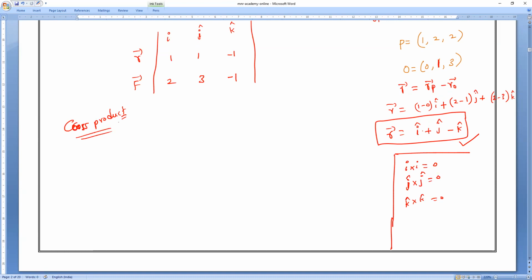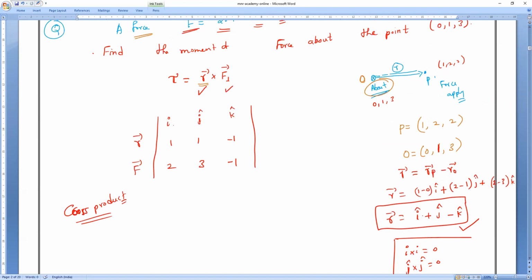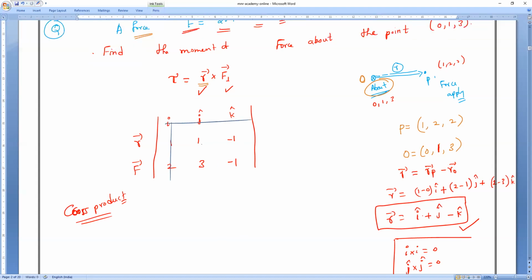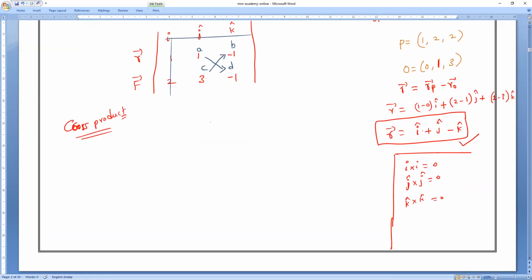Now let us do the cross product. I use different colors for your understanding. For I cap, we have to remove this row and column. What is remaining is A, B, C, D, so we have to do AD minus BC. Let me write it so that everybody can understand: 1, minus 1, 3, and minus 1. Am I right, everybody?